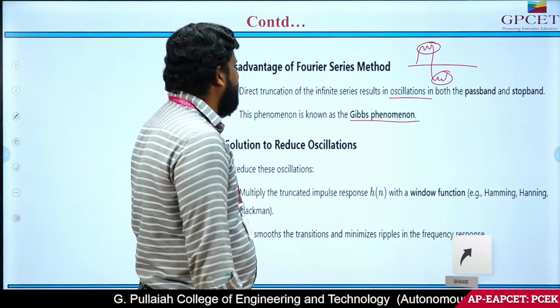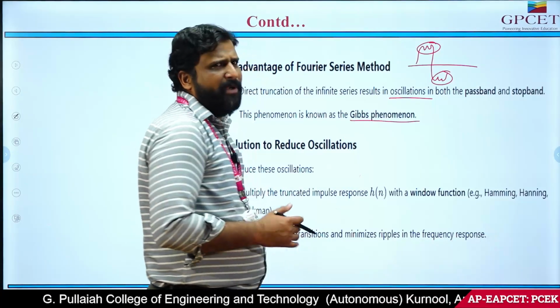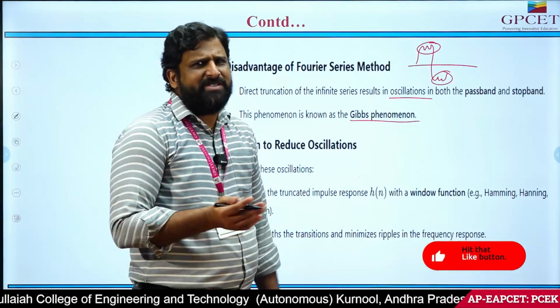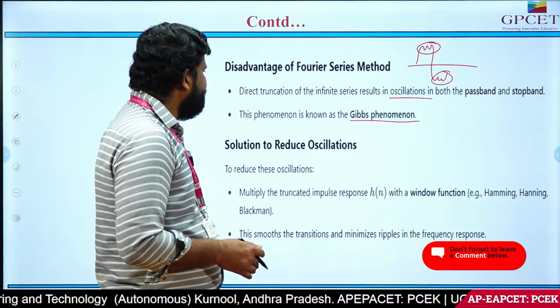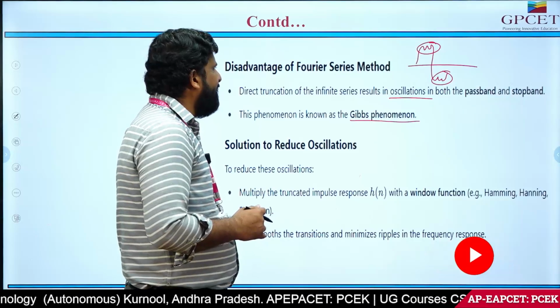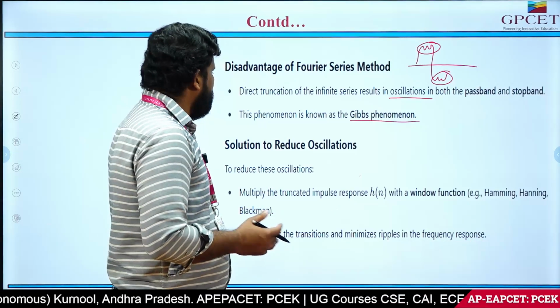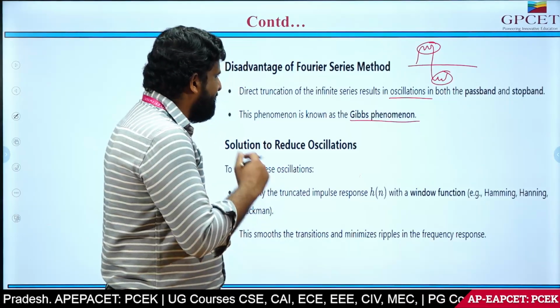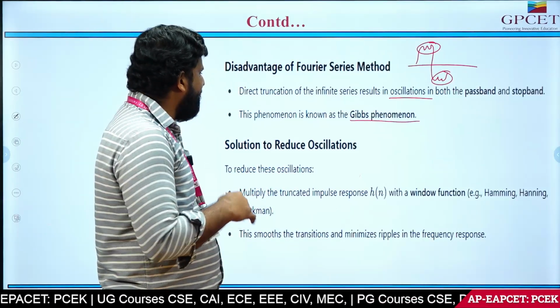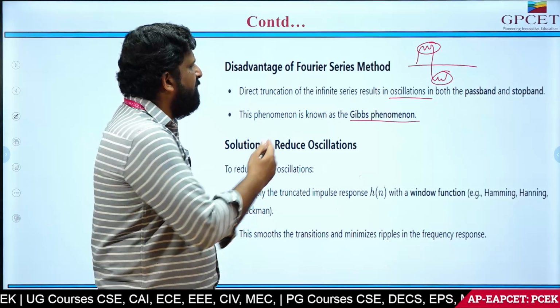That phenomenon is said to be the Gibbs phenomenon. We will get it in external questions as well as a GATE question. So this is one of the main disadvantages of this Fourier series method. For every disadvantage there will be one solution, so we can reduce this Gibbs phenomenon.